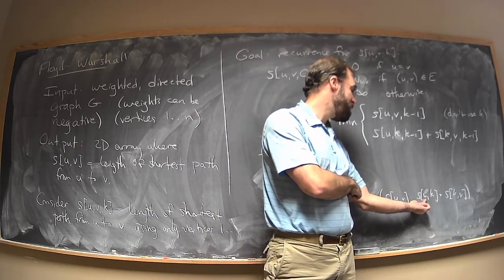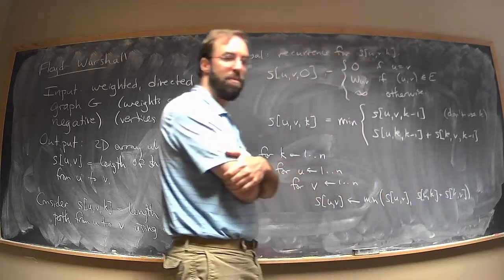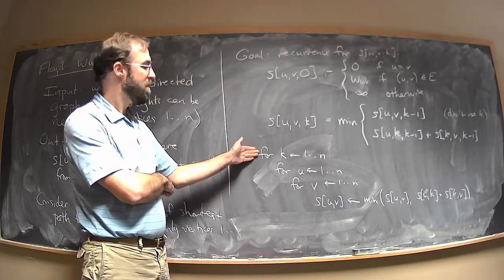So right, it might stay the same if that's still smaller, or we try adding up the smallest path we know of so far from u to k, plus the smallest path we know of from k to v, and we see if that gets us something smaller. And we just do this for every k, for every u and v.